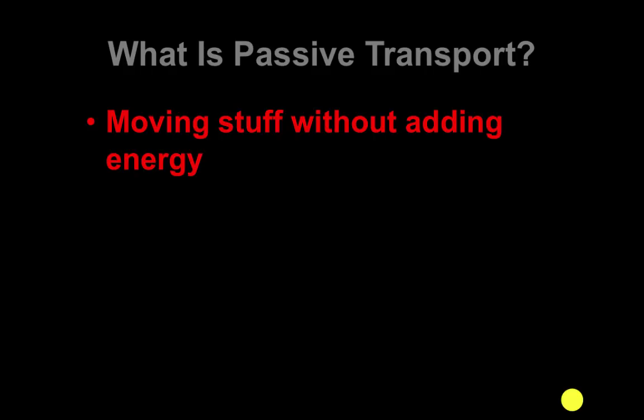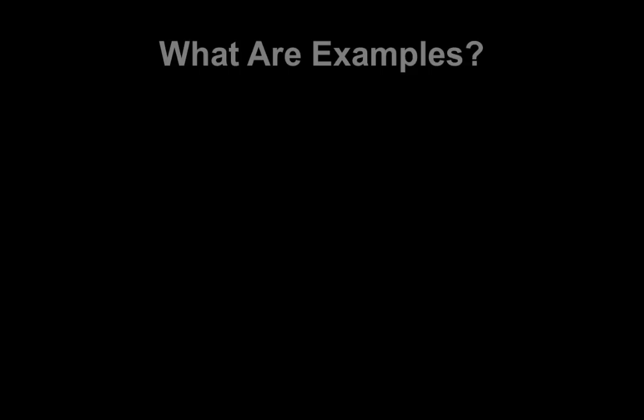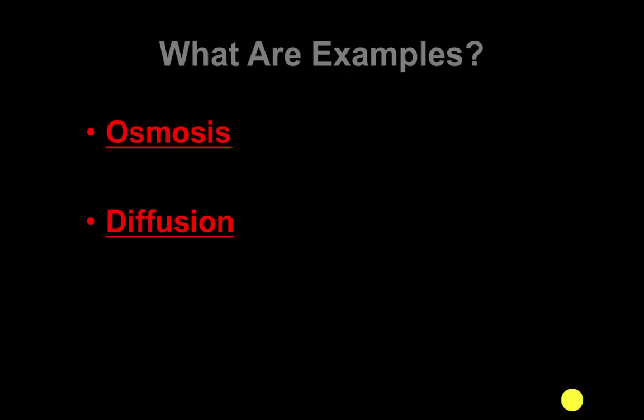So we're going to look at two different types of transport, and the first one of these is passive transport. And passive transport means that you're moving things without adding any energy. The word passive means no energy. So we don't need any ATP or anything like that for passive transport to happen. The examples of passive transport, and you definitely got to remember that these go together, are osmosis and diffusion. Osmosis and diffusion are both passive transport, meaning they don't require any energy.